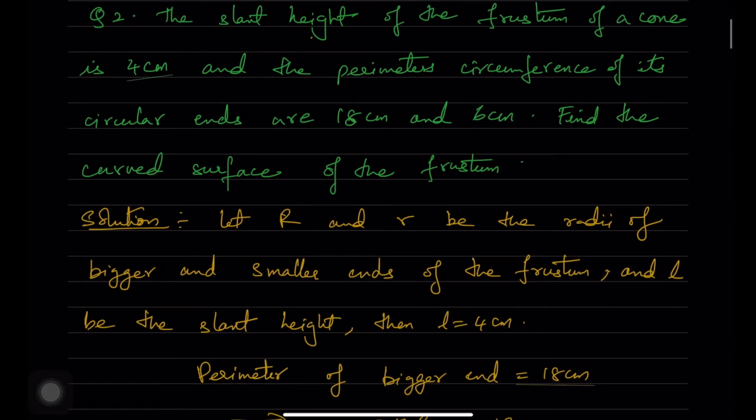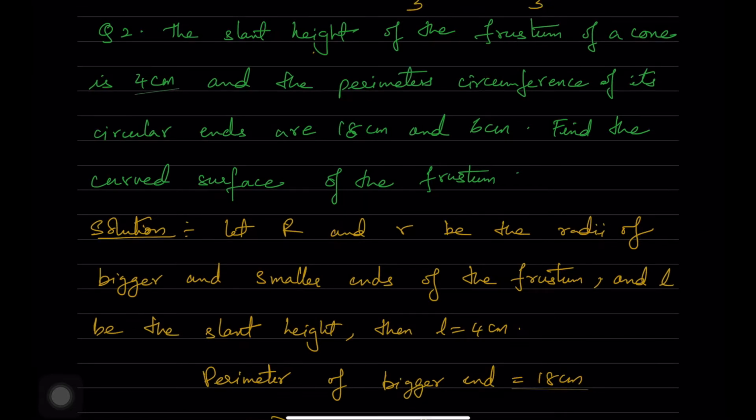Now next, question 2. The slant height of the frustum of a cone is 4 centimeters and the perimeters, the circumferences of its circular ends are 18 centimeters and 6 centimeters. Find the curved surface area of the frustum. So here the slant height, everything is given, and you have to find out the curved surface area of the frustum. The perimeters also are given of the lower end and the upper end, that is the lower circle and the upper circle. You know that in a frustum you have two different circles.